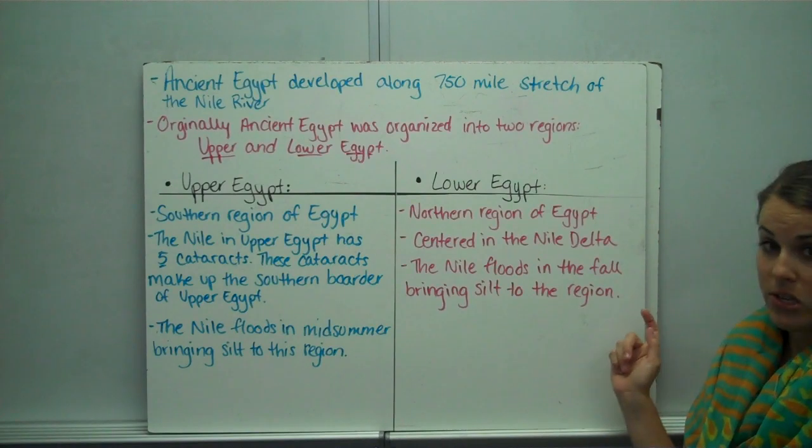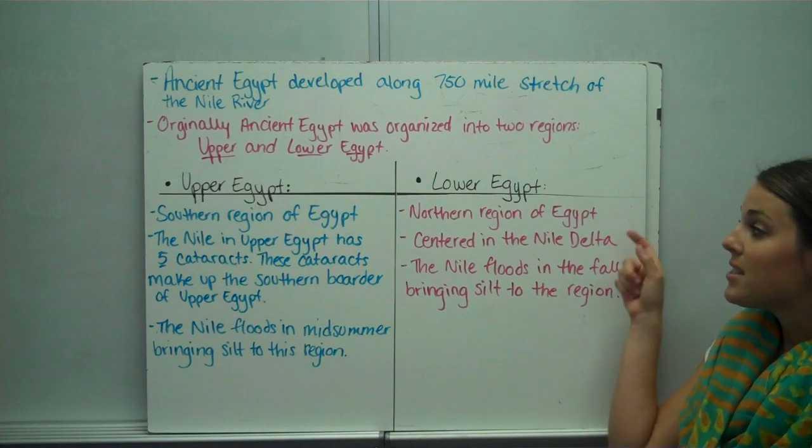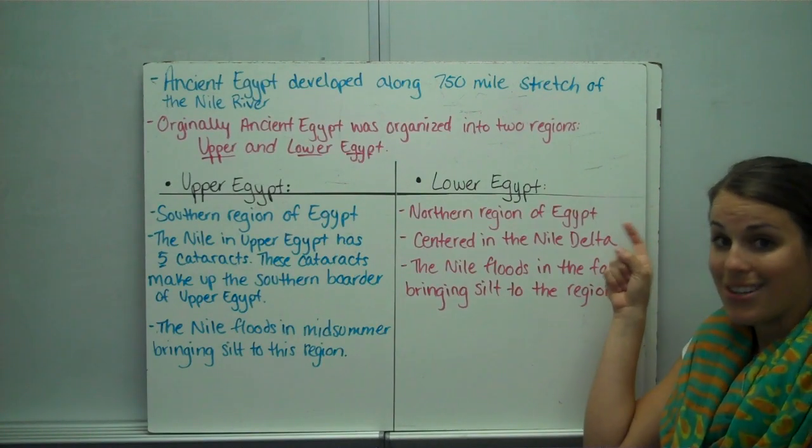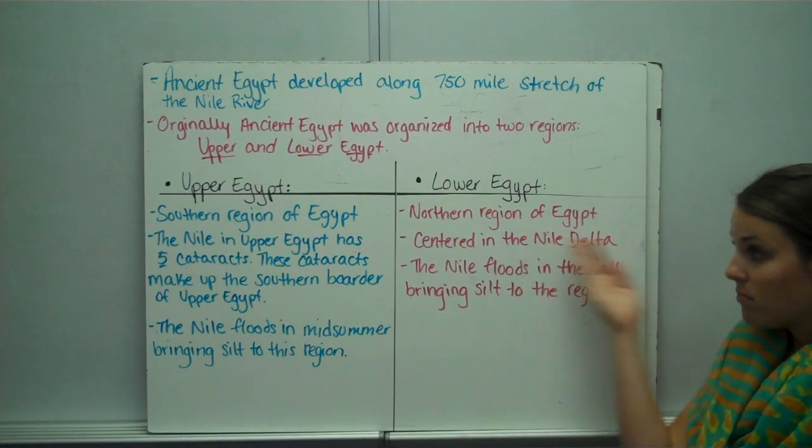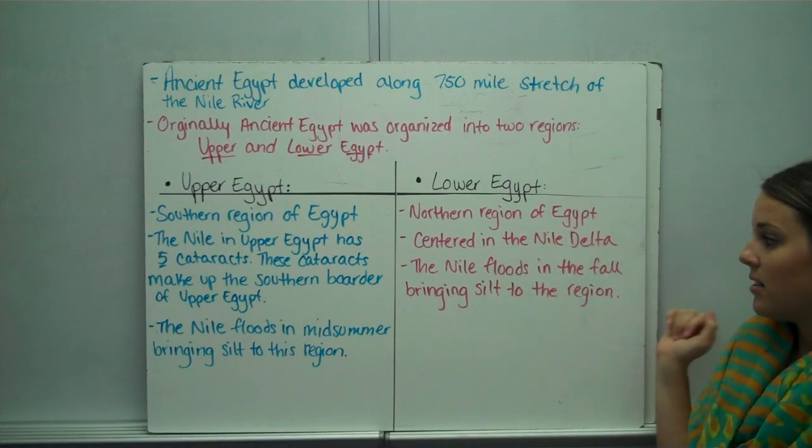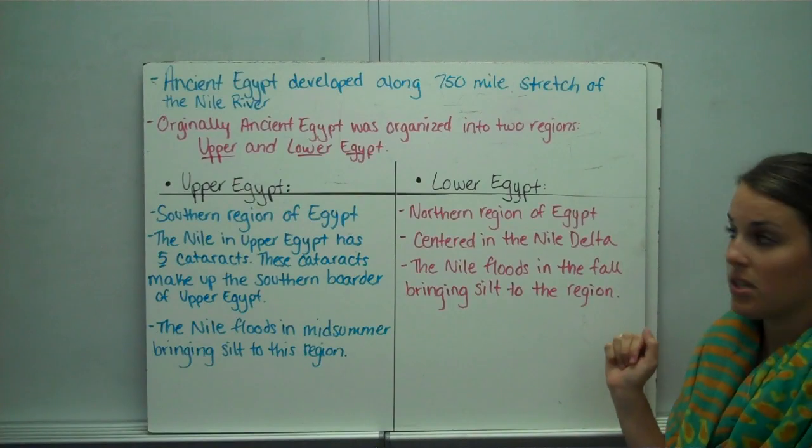We also have Lower Egypt as the second region of Egypt. That's the northern region of Egypt, which is near the Nile Delta. So it is centered in the Nile Delta. The Nile floods in the fall, bringing silt to this region.